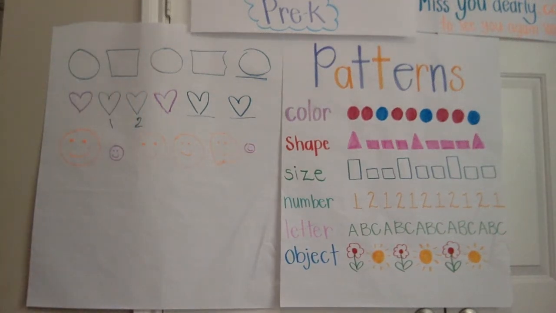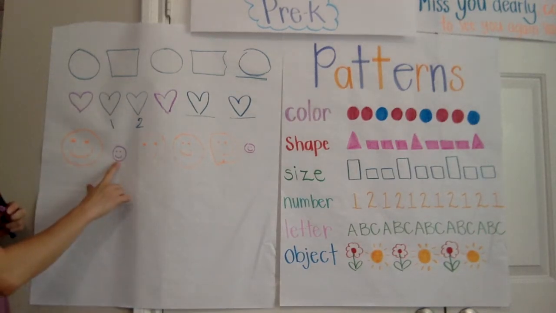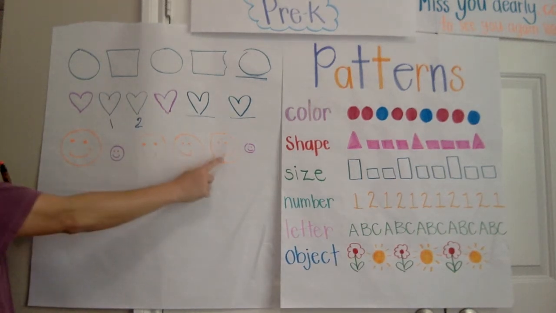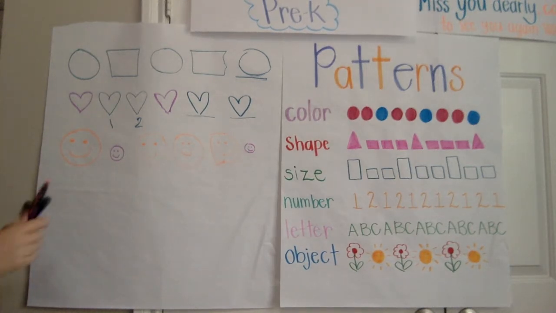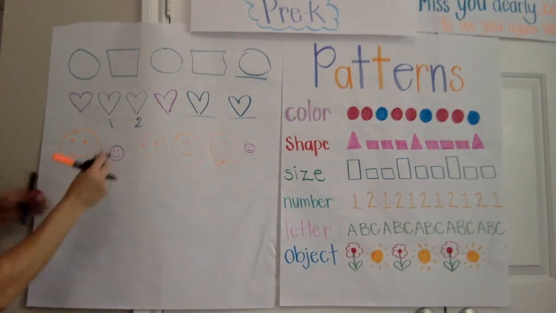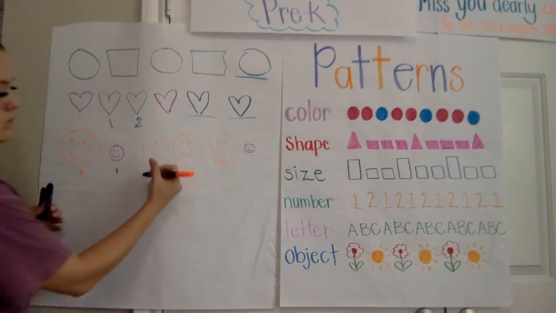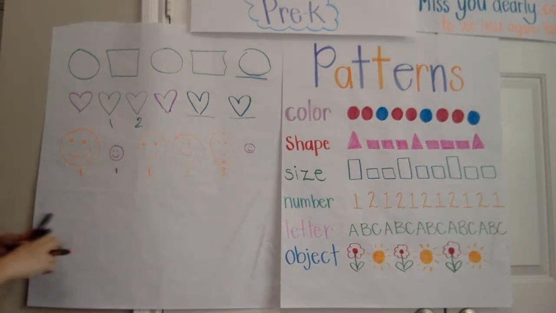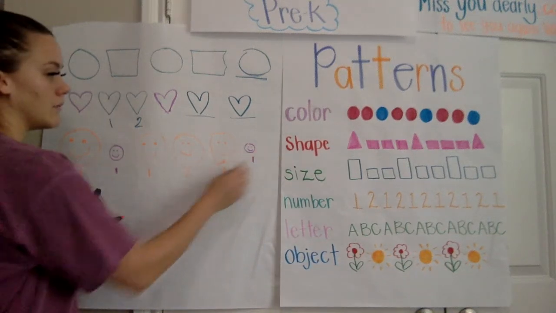So let's look at this pattern that I have here. I have big smiley face, small smiley face, big smiley face, big smiley face, big smiley face, and then I have a small smiley face. So I see that there is one big and then one small smiley face. But then it turns out three big smiley faces. So then it would be 1, 2, 3. Oh, and then we are back to 1.